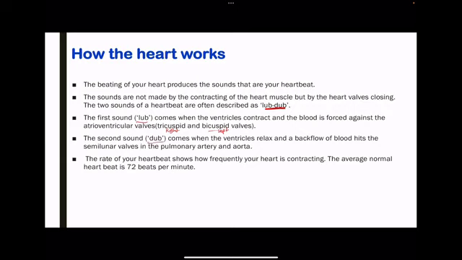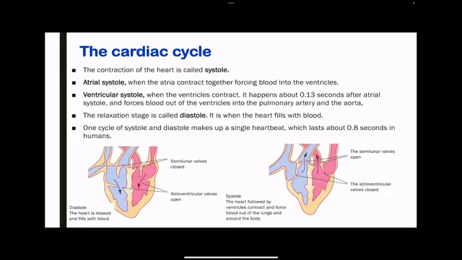Then the dub comes from the ventricles relaxing and the backflow of blood hits the semilunar valves in the pulmonary artery as well as the aorta. An average normal person has about 72 beats per minute. This could be important. So looking at the cardiac cycle, of course, we have systole as well as diastole. So the contraction of the heart, if the heart is contracting or any part of the heart, we say it's in systole. So atrial systole is when the atria contract together, forcing blood into the ventricles. And that means ventricular systole is when the ventricles contract.